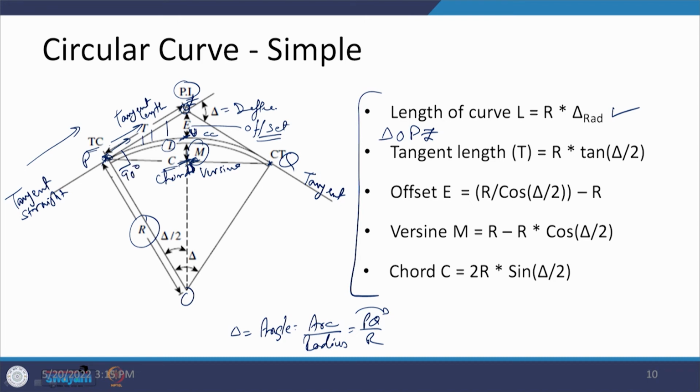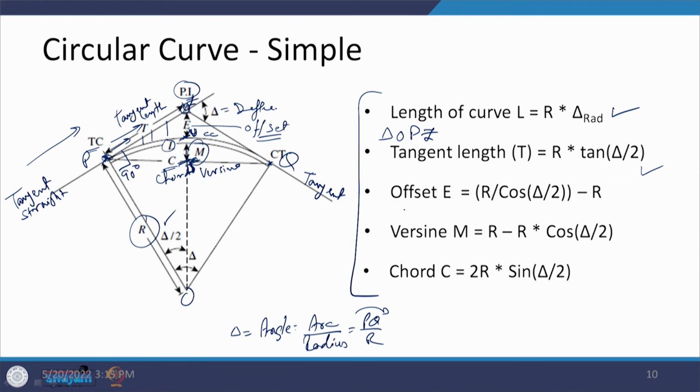So, considering this PZ as your POP as a base and the PZ as a vertical on that, what you found is that the tangent length, this T divided by R, is tan delta by 2. By the condition of symmetry, this angle is going to be delta by 2. So, the tangent length comes out to be R tan delta by 2.